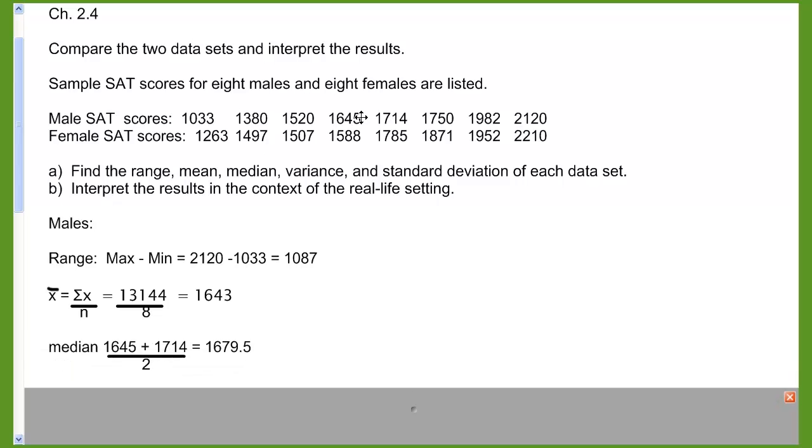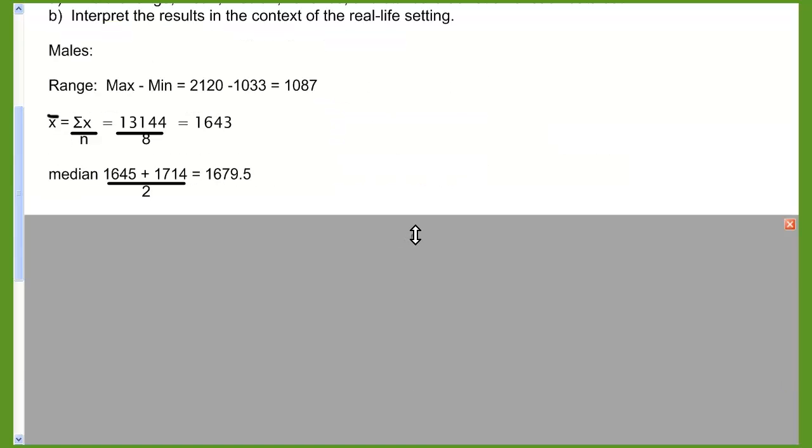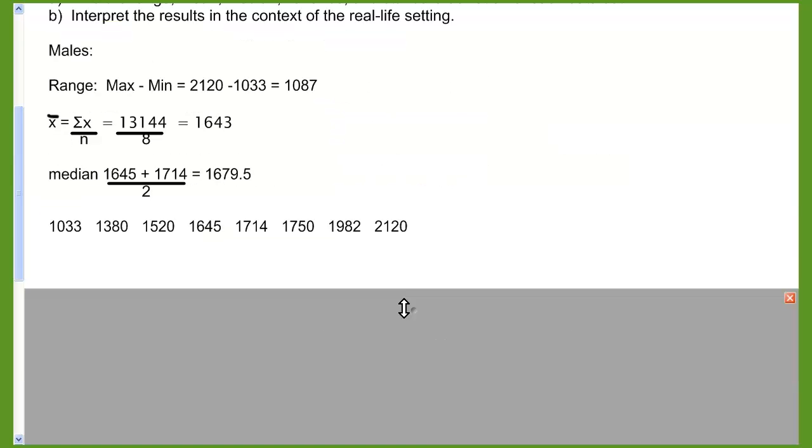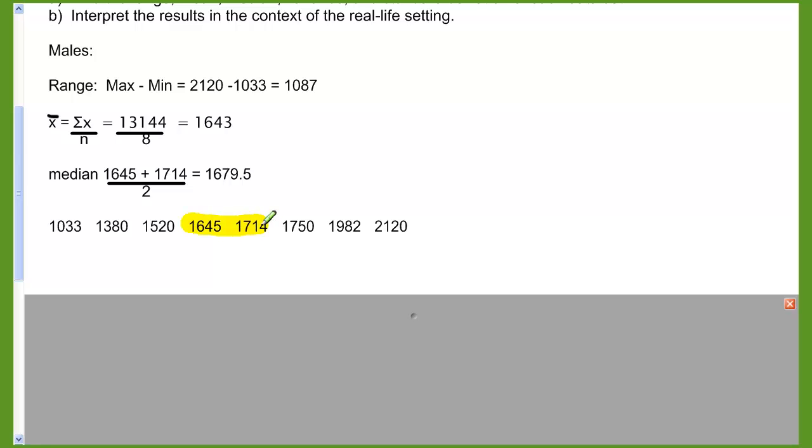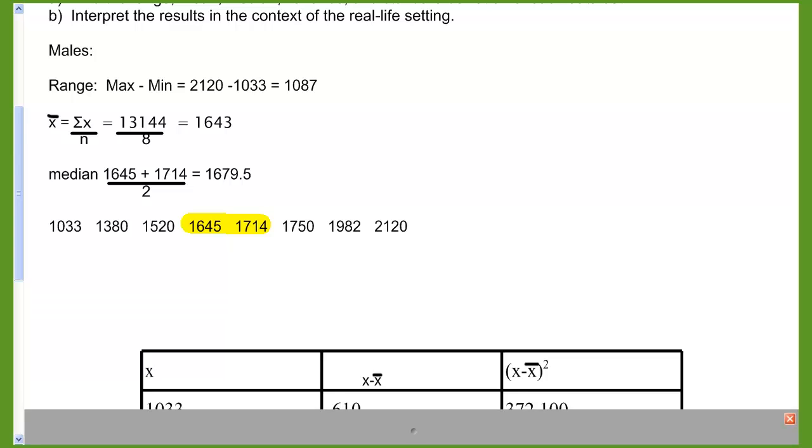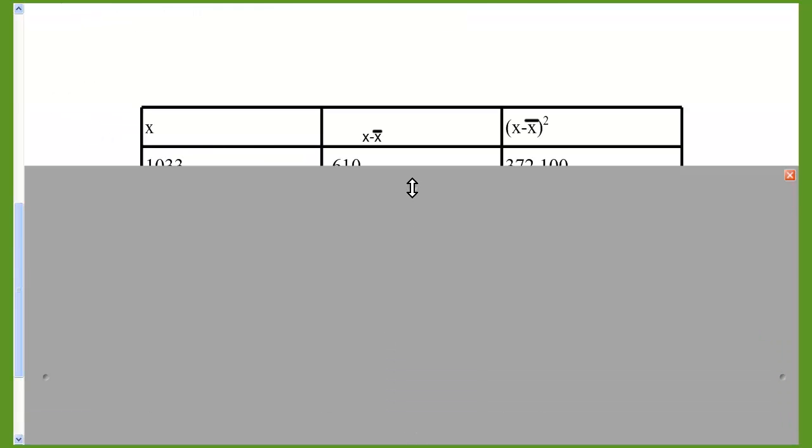The median, I choose the 2 middle scores. So here, these are my 2 middle scores, and since there were 8 of them, I have to choose the 2 middle and average them. So you add them, divide by 2, and I get 1,679. From there, I'm going to look at the variance. So they're the numbers that I took half of when I added them, because with an even number for median, that's what you have to do.